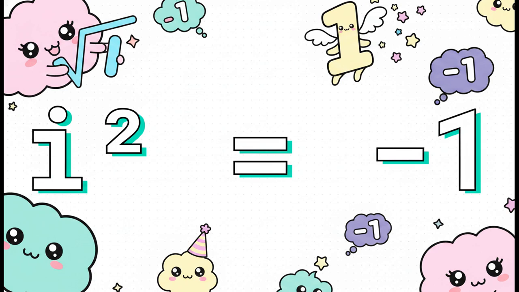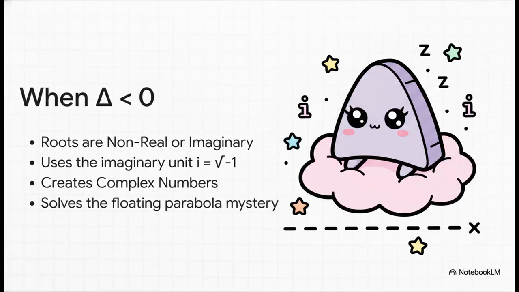It literally paved the way for things like quantum mechanics, electrical engineering, and modern physics. So when delta is negative, the roots absolutely still exist. They aren't gone. They just live in what we call the complex plane, which beautifully combines real and imaginary numbers. Your answer might look something like 2 plus 5i. These are known as complex numbers, merging a standard real part with this new imaginary part.